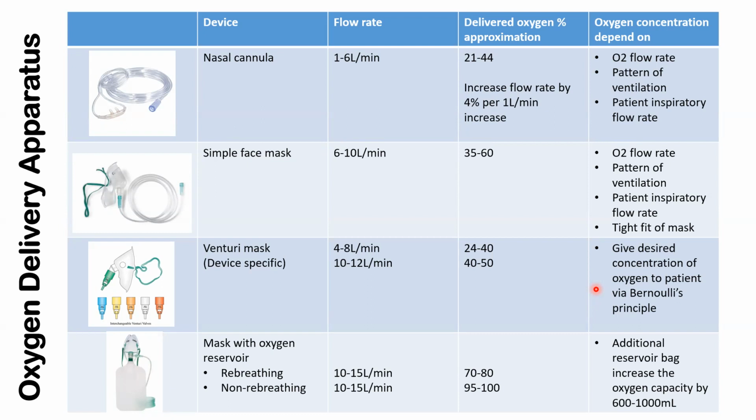So we have the high flow mask, which comes as rebreathing and non-rebreathing. The difference between the two is the valve. It is non-rebreathing because when you exhale, gases go out, so the oxygen that you receive is purely oxygen from the reservoir. However, with a rebreathing mask, you inhale back the gas that you already exhaled. So it's a mixture. That's why there are differences in oxygen approximation. In rebreathing, about 70 to 80%, non-rebreathing about 95 to 100%.